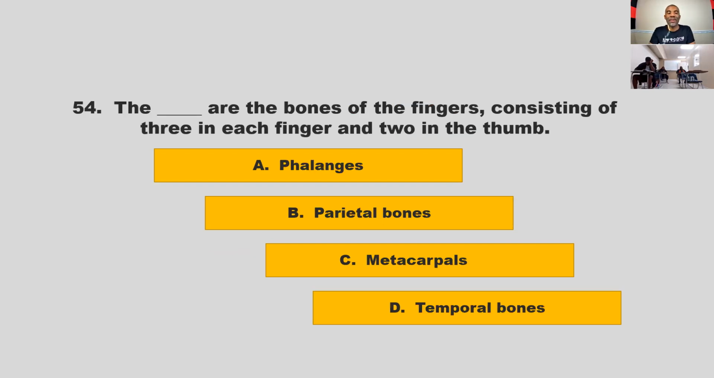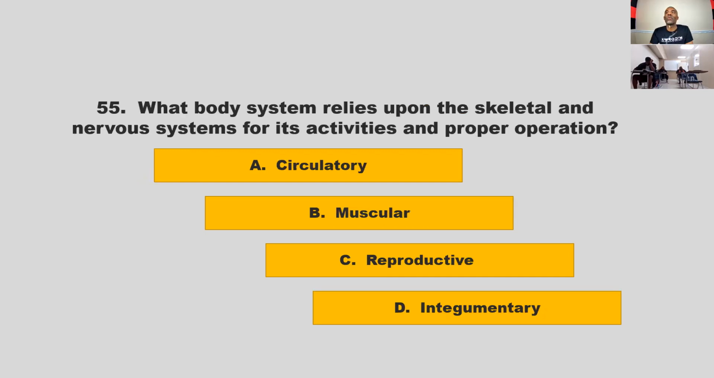So the blank are the bones of the fingers, consisting of 3 in each finger and 2 in the thumb. Phalange. That is correct. It is phalanges. What body system relies upon the skeletal and nervous systems for its activities and proper operation? Is it circulatory, muscular, reproductive, or integumentary?